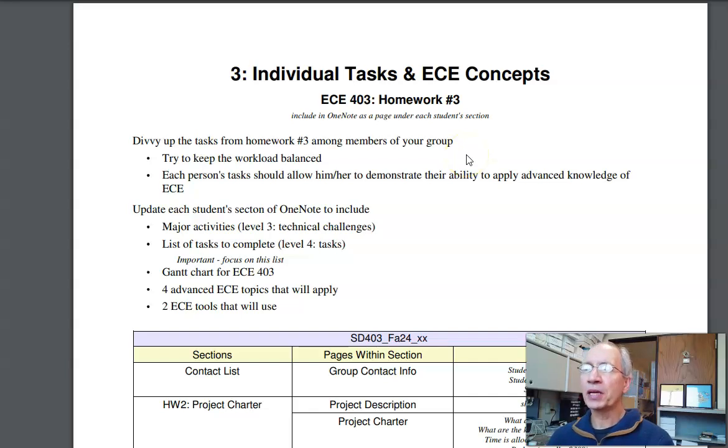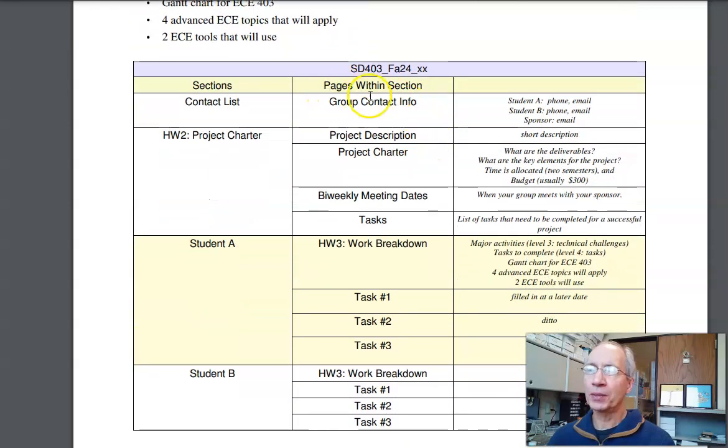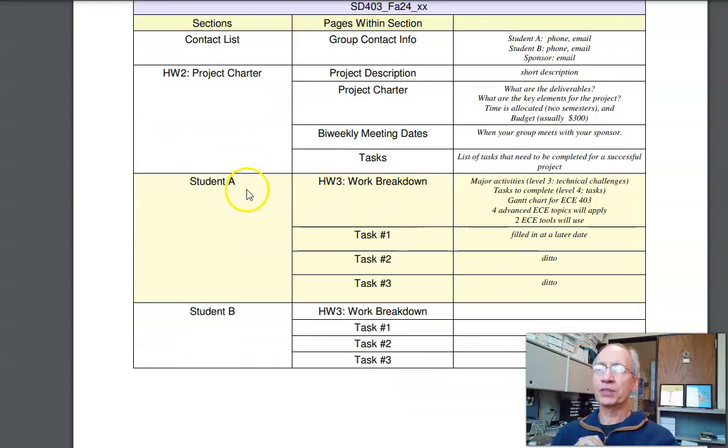So at this point, back in homework set number 2, you should have your OneNote document updated to include your contact list and your project charter, including the tasks that need to get done. That's a list of tasks for everyone in your group. This week, what I want you to do is split up those tasks. Which tasks is the first student going to work on? What task is the second student going to work on? What task will the third one work on?